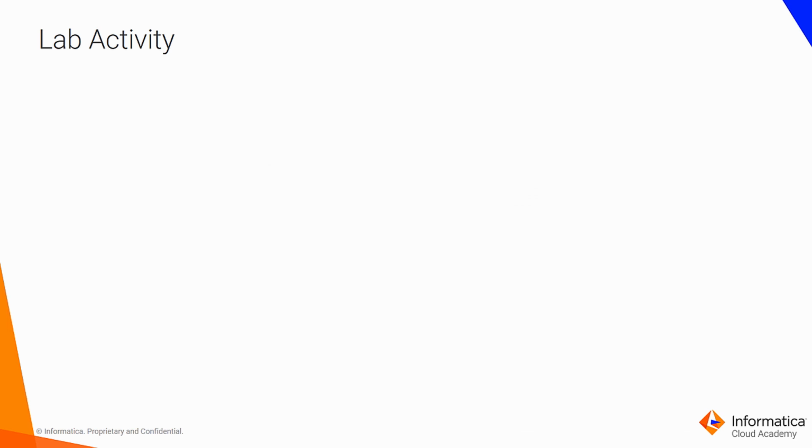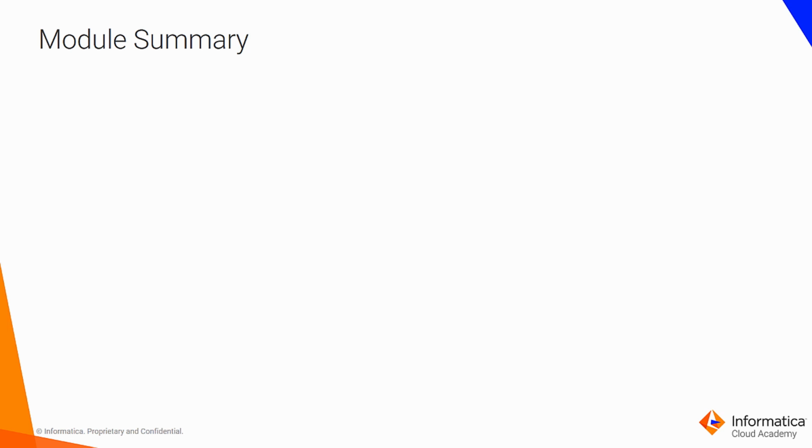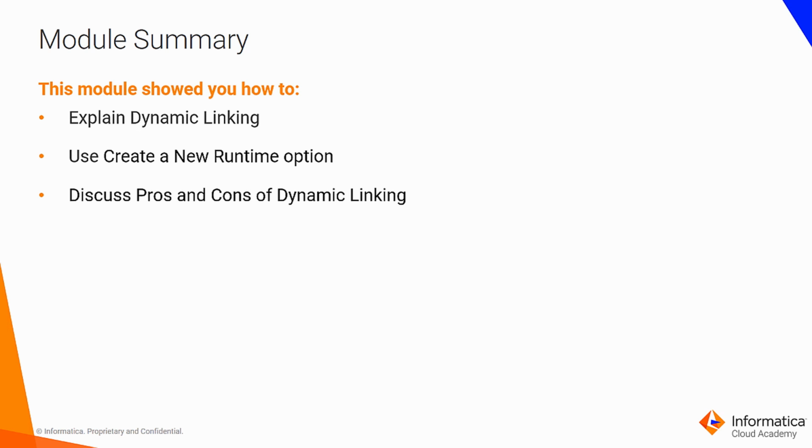You're now ready to perform the lab activity. In this lab, you will perform dynamic linking by creating a flat file at the runtime. You will also append a timestamp in the name of that file. This concludes the Dynamic Field Linking module. In summary, we discussed what dynamic linking is, the Create New at Runtime option, and the pros and cons of dynamic linking.